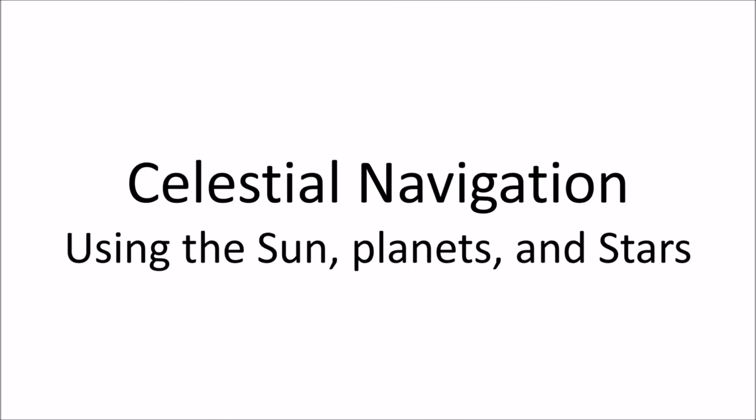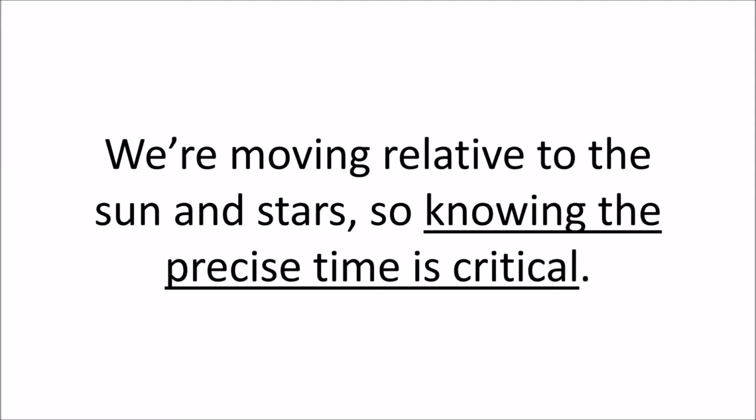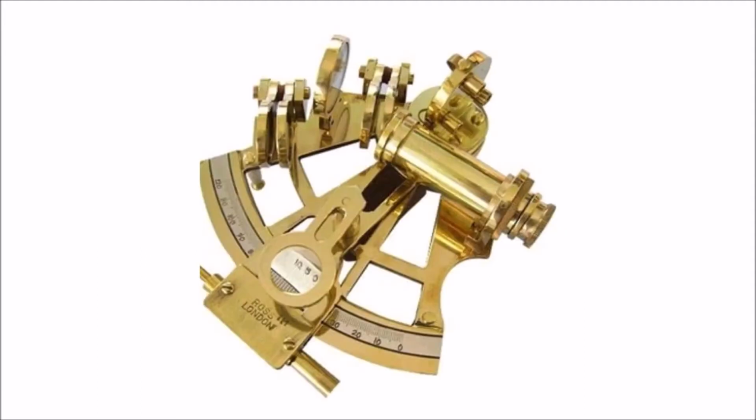Now let's talk about celestial navigation. For hundreds of years, people have used observations of the sun, planets, and stars to help determine their location. Because we're in motion relative to the sun, planets, and stars, and their observed positions are always changing, knowing the precise time will now become critical. To make the necessary observations, we would use a sextant. With a sextant, we can make precise measurements of the elevation of the sun, planets, and stars. Again, because of the relative motion, we have to include the precise time with our measurements.